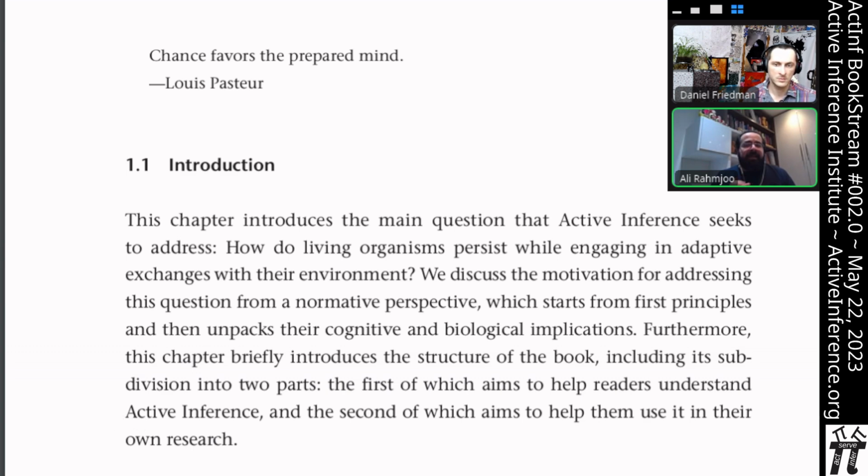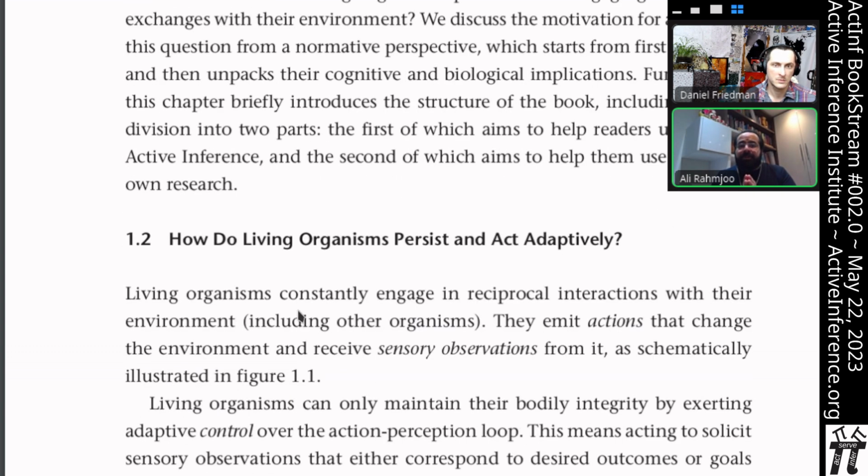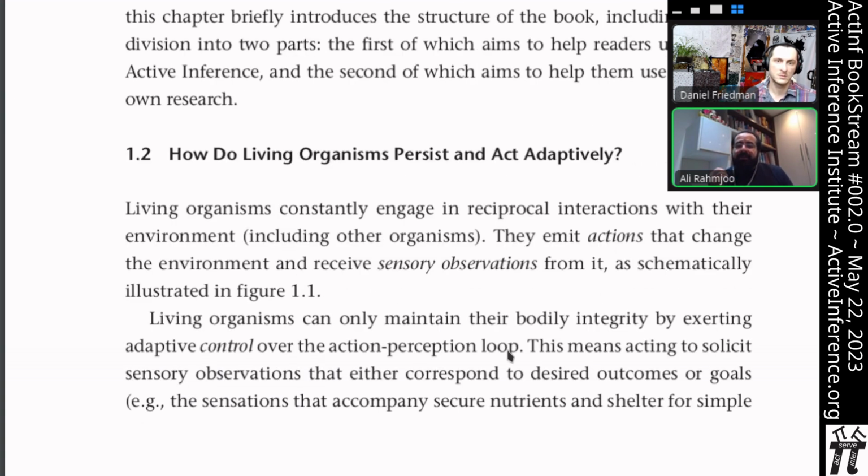So for chapter one, we begin obviously with an introductory paragraph, which sets the stage for all the components that would be discussed in this chapter. But a very important section, I believe, is section 2 here, which is how do living organisms persist and act adaptively, which is basically the main question active inference is trying to address.